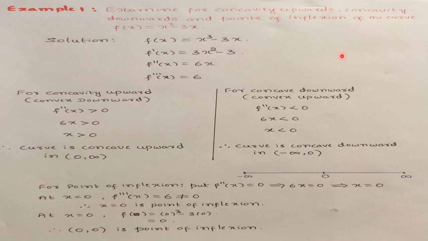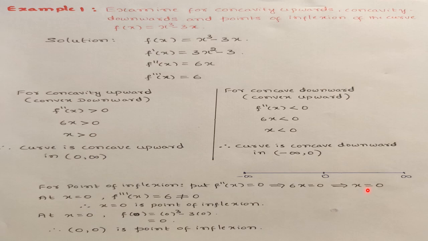Okay. Next, to find the points of inflection, the procedure is: first find the second derivative and equate that second derivative to 0, and check at that point whether f triple dash, the third derivative, is 0 or not. If the third derivative is not equal to 0, then that is the point of inflection. Okay, here putting the second derivative equal to 0. Here f double dash of x is 6x. 6x is equal to 0 implies x is equal to 0.